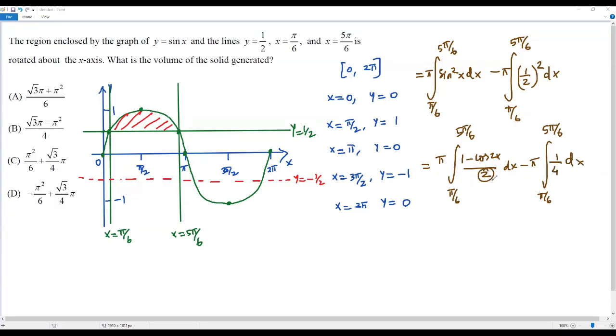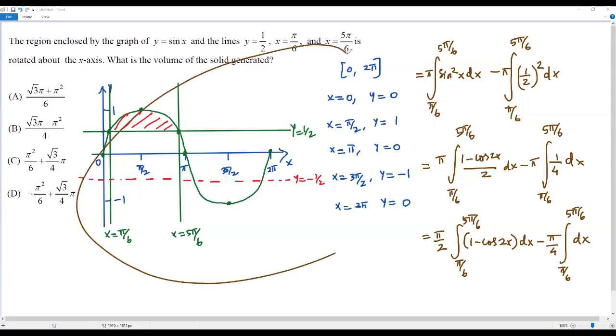Here 2 is a constant, so we can move it out of the integral. When this denominator 2 comes out of the integral, it will be 1 over 2. When this pi is multiplied by 1 over 2, it will be pi over 2 times integral pi over 6 to 5 pi over 6, (1 minus cos 2x) dx. And also we can move this constant 1 over 4 out of the integral. When it comes out, it will be multiplied by pi. Pi times 1 over 4 will be pi over 4 integral pi over 6 to 5 pi over 6 dx.